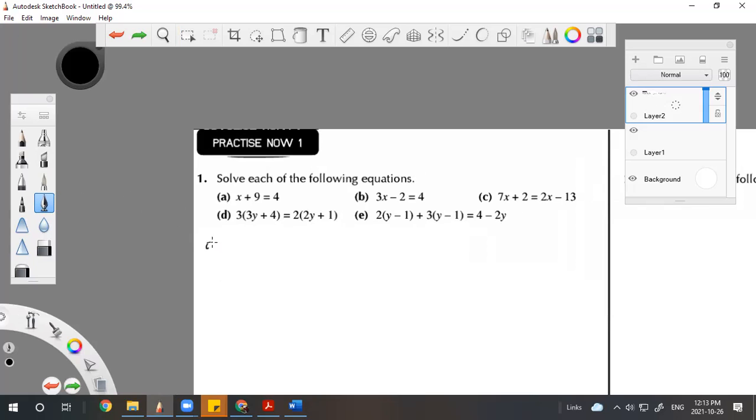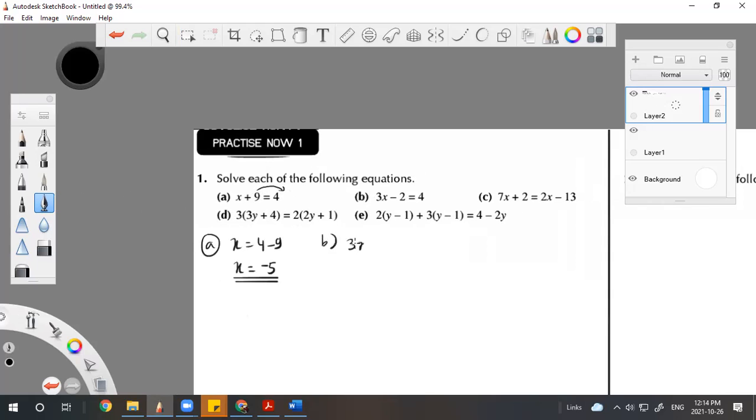So 1A. X plus 9 equals 4. You move the 9 to the right side, right? So x equals 4 minus 9. That's done, minus 5. See? Only 2 steps, right? And actually it's not 2 steps, it can be 1 step too. The rest is just moving things.